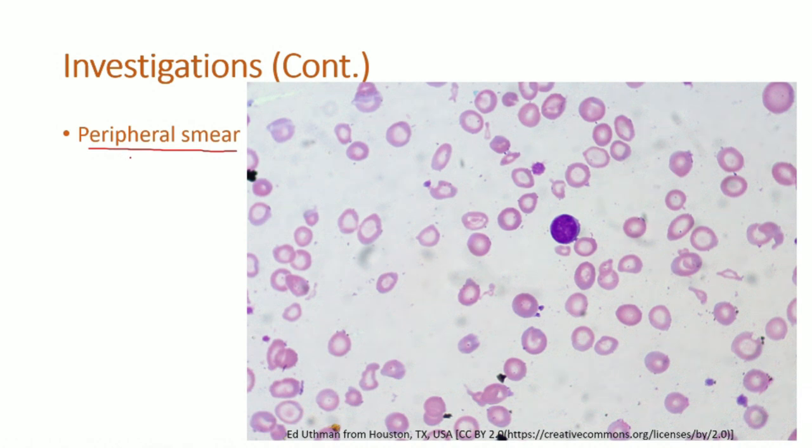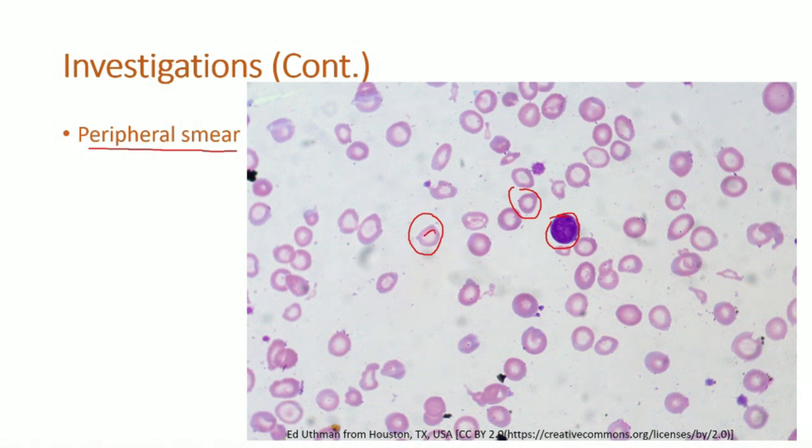On peripheral smear in iron deficiency anemia, the size of an average red blood cell will be less than normal. The normal RBC has a size comparable to a lymphocyte, but here you can see the size of the red blood cell has become smaller. But not only that, some of the RBCs would have normal size, while most of them will have less than normal size. So there is variety in sizes of red blood cells. We call it anisocytosis.